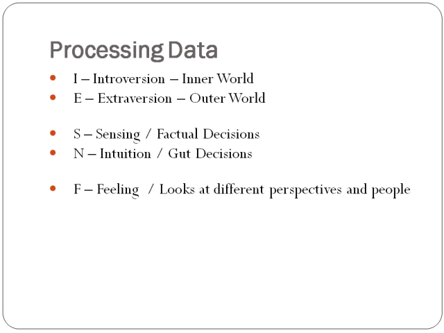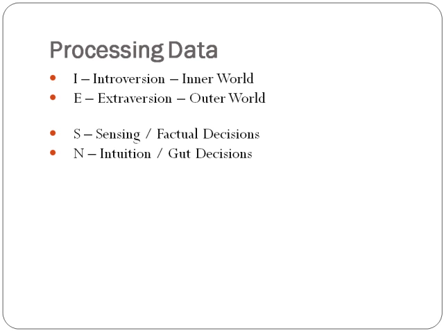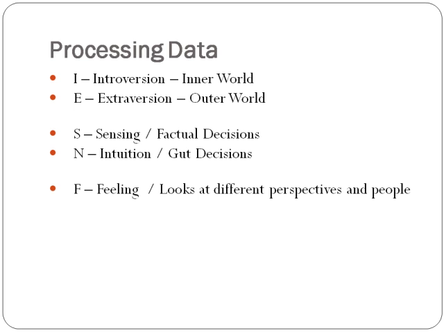Sensing people could look at intuitive people and think, okay, these people are flaky. And then intuitive people could look at S people and think, wow, they're still thinking and we're way ahead of them. So there are always upsides and downsides to both of them. There's no right or wrong answer.